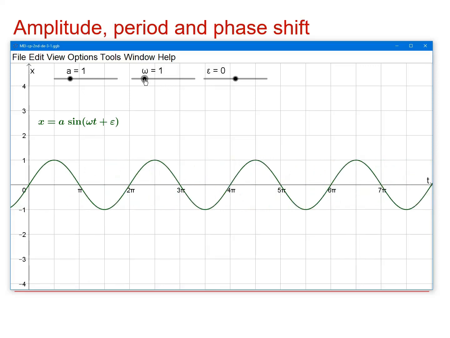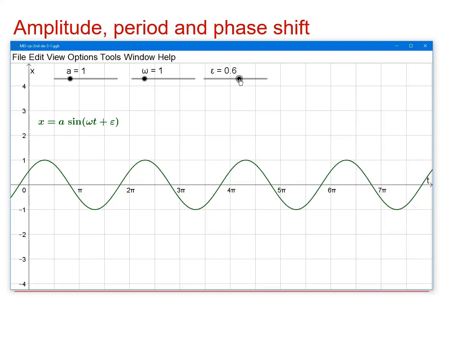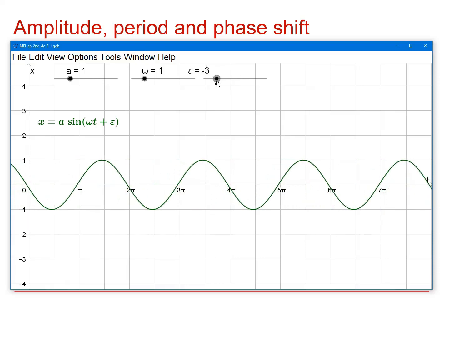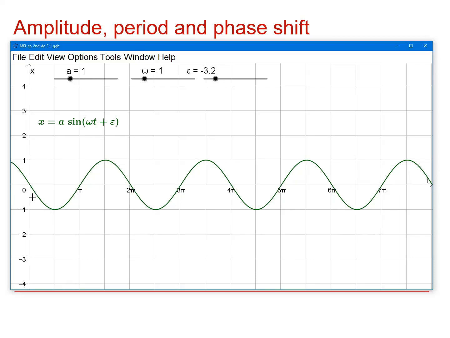And finally, let's have a look at epsilon. Epsilon is 0 at the moment. As I increase epsilon, you'll notice that the sine curve is effectively stepping backwards. 1.6 is almost pi by 2, and what I've now got is a cos wave. The phase shift, as we call it, is just whereabouts on the sine curve you start. The phase shift epsilon will alter whether it starts early or late compared to a sine curve. So here around 3.2, it's almost pi out of phase with the original sine curve.